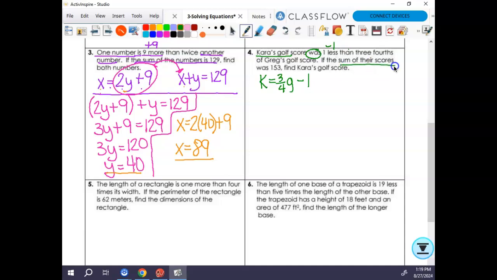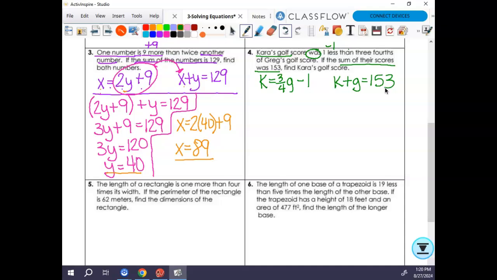If the sum of their scores was 153, that means K plus G equals 153. Oh, that's a 3. 153. And see, in this case, I only want Kara's. So if I'd have put like an X and a Y, you could say X equals Kara and Y equals Greg, but there's no need to do any of that. And we really just need Kara's, but either way at the beginning it doesn't necessarily matter. Okay? Everybody good with this?